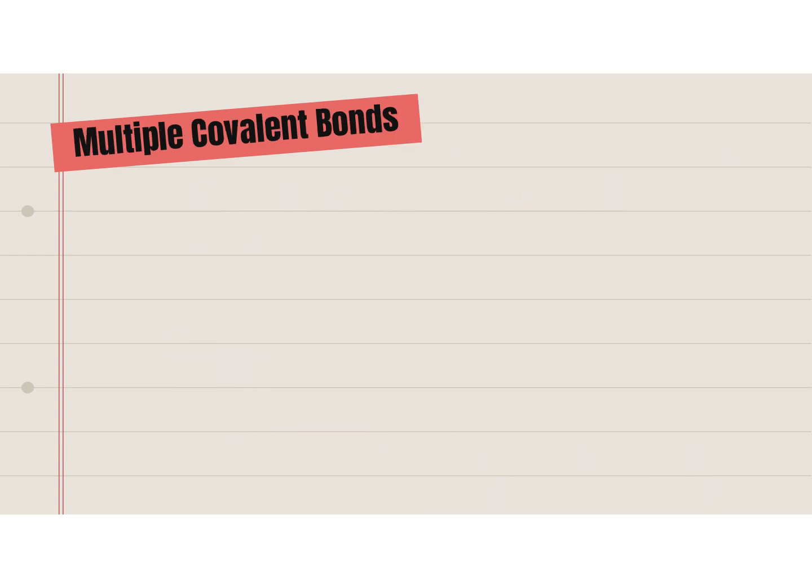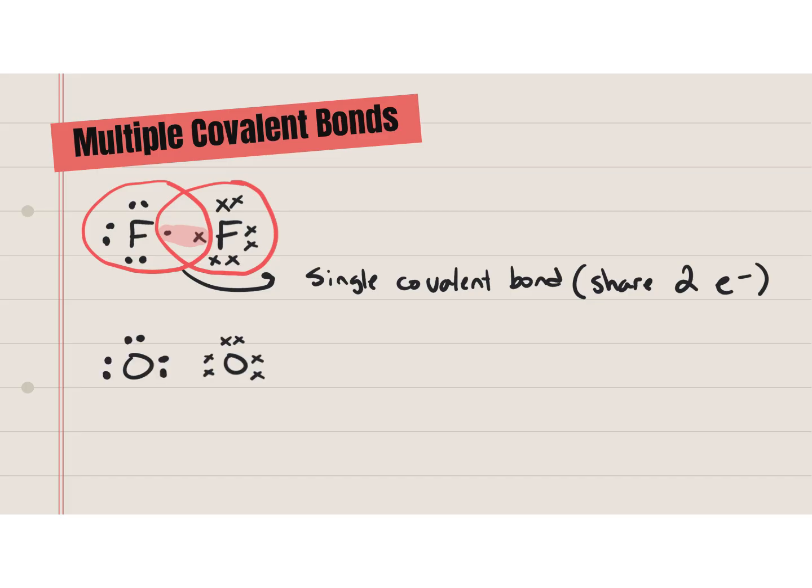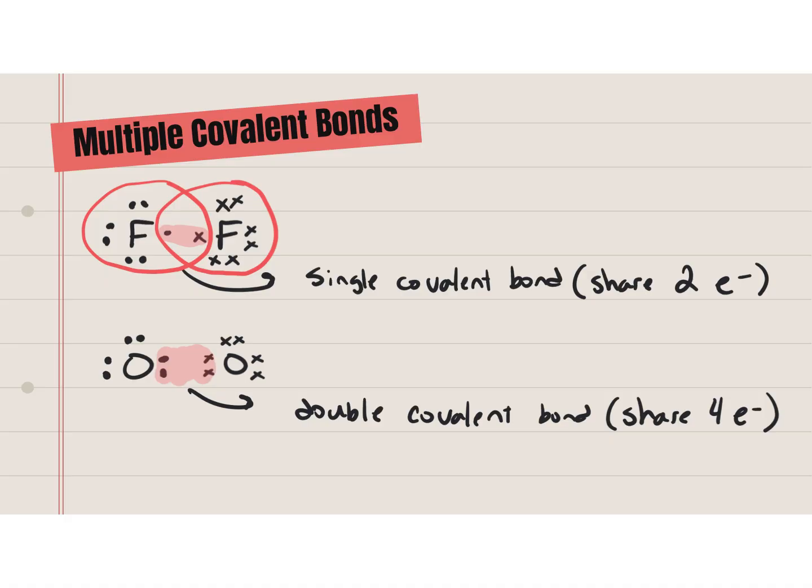In my last example with fluorine, when both fluorines shared 1 pair of electrons between the 2 of them, we call that a single covalent bond. But some elements might want to share 2 pairs of electrons with each other. In that case, every pair of electrons they share adds another covalent bond between them. So 2 pairs of electrons shared is a double covalent bond, and 3 pairs of electrons, which is rare but happens, is called a triple covalent bond.